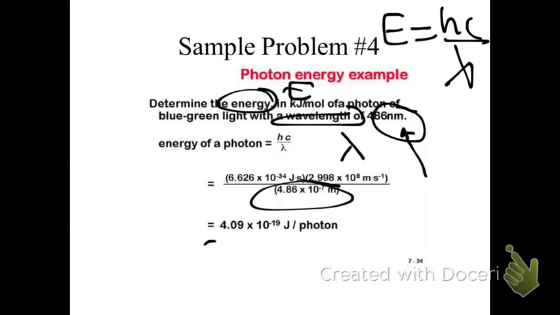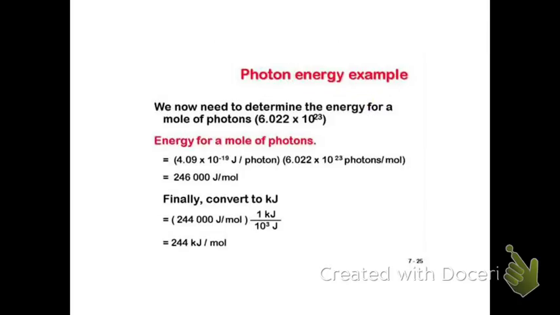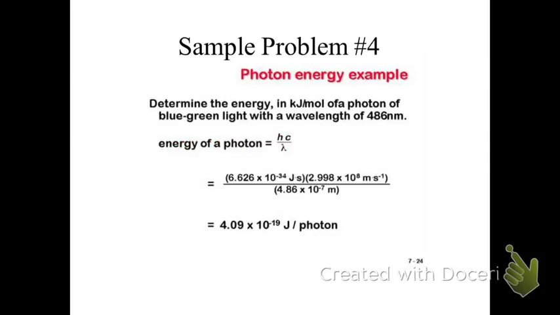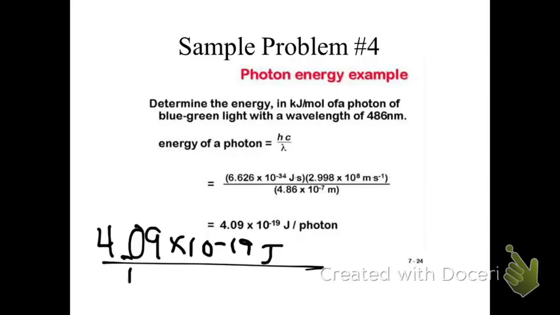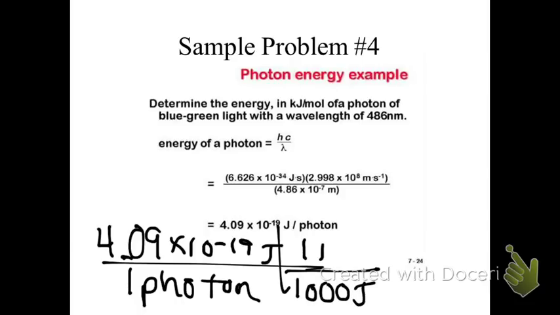Now, when you solve this, this is the answer you get, but remember, energy is in joules per photon. And this question specifically says kilojoules per mole. So you're not done. So to finish it up, you have to take your answer, which I think is probably easier to show you here. You're going to take your answer and you're going to write it like this. 4.09 times 10 to the negative 19th joules per 1 photon. Okay, now the first part's easy, joules to kilojoules. There are 1,000 joules in a kilojoule. And then last, you have to get from photons to moles.